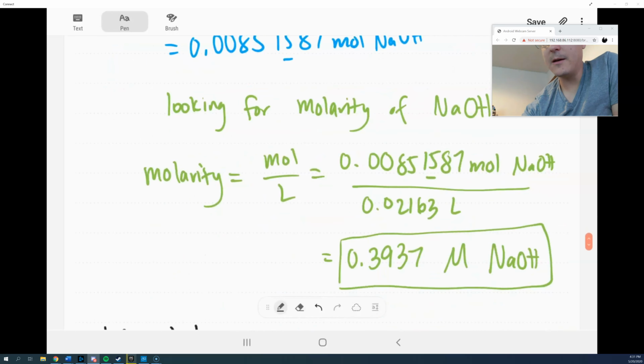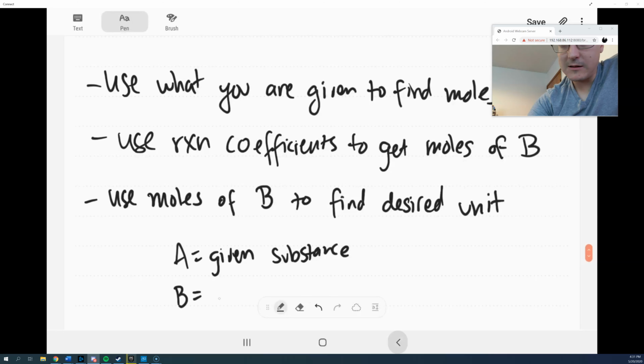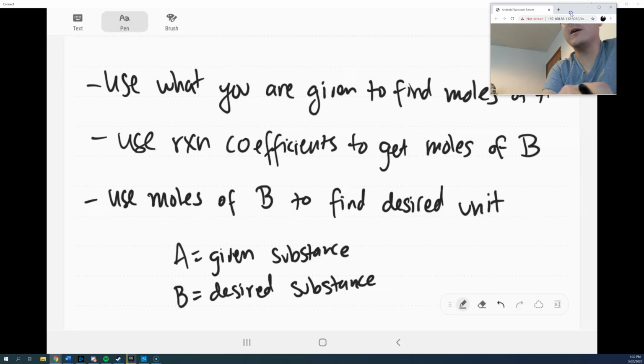Okay, and then, this is really all we're doing today. We're using what we are given. That could be mass, that could be PV equals nRT, that could be molarity, whatever it is, to find the moles of A. A is the given substance, and B is the desired substance. Okay, whatever those are. If it's water, if it's hydrochloric acid, whatever the problem is asking you to do. Okay, so it's really just 3 steps.